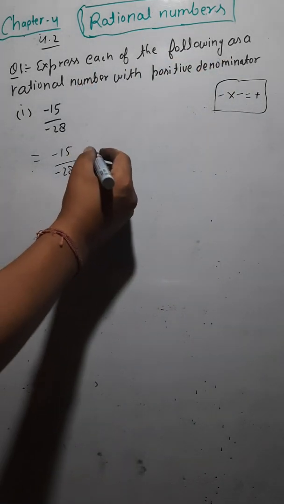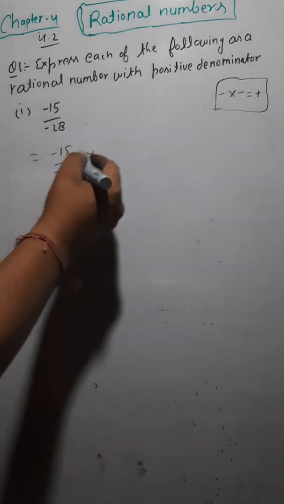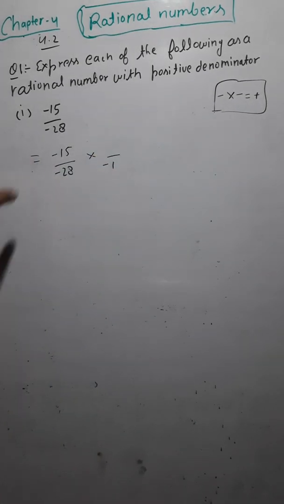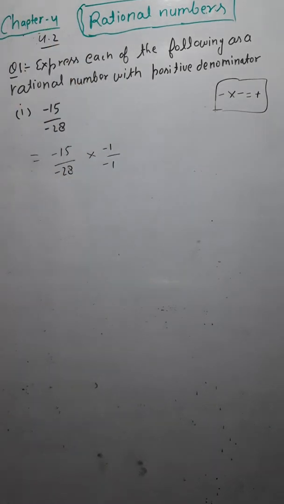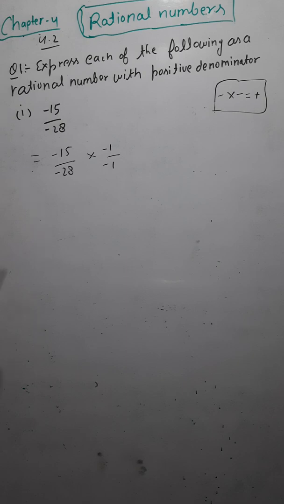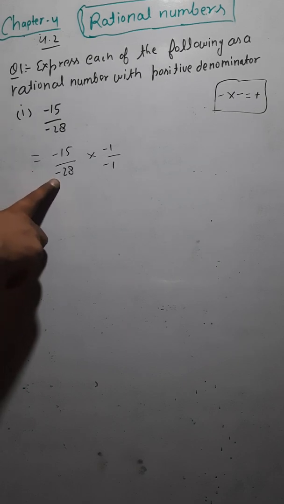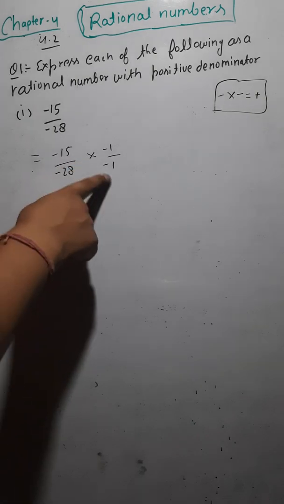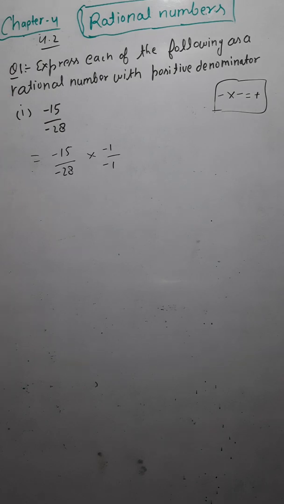So what I would be doing? I would be multiplying this by minus 1. Okay. So the denominator also I would be multiplying by minus 1. But at the same time, I would be multiplying the numerator also by minus 1. Okay. Because you have to make this denominator positive. So to make it positive, you would be multiplying this by minus 1. If you are multiplying this by minus 1, then upside also you would multiply by minus 1.